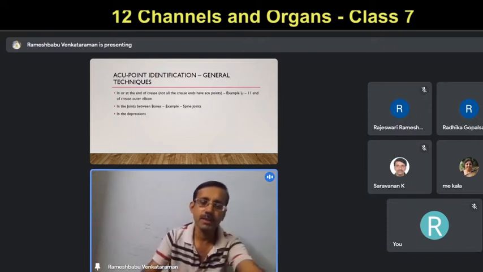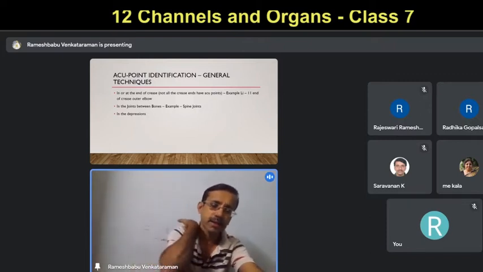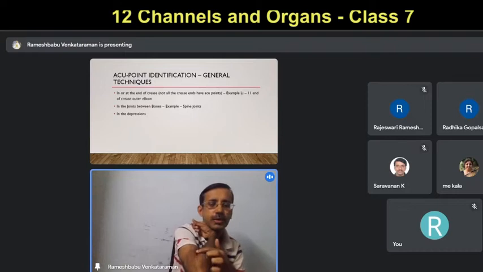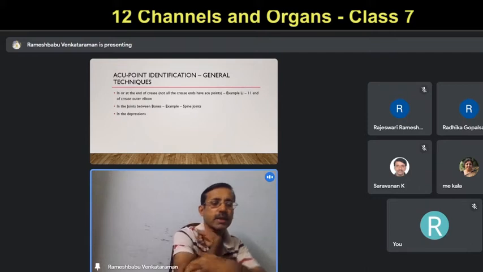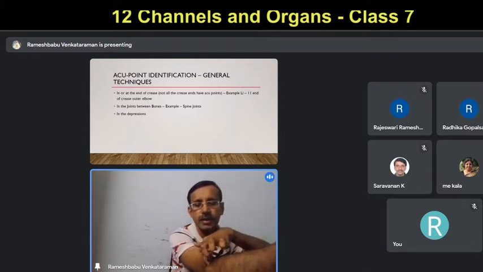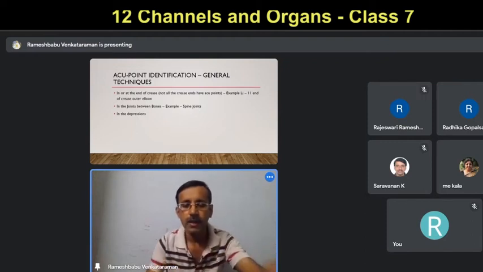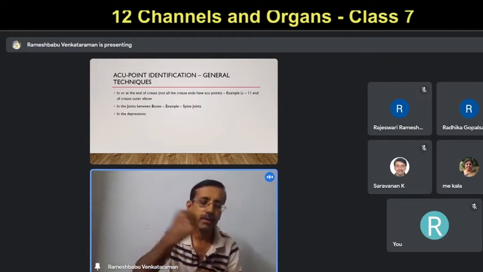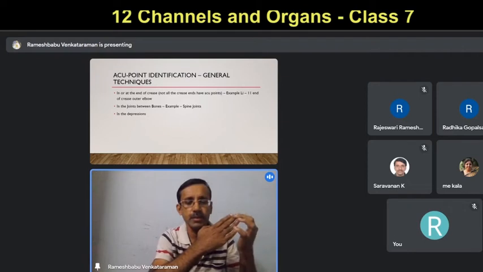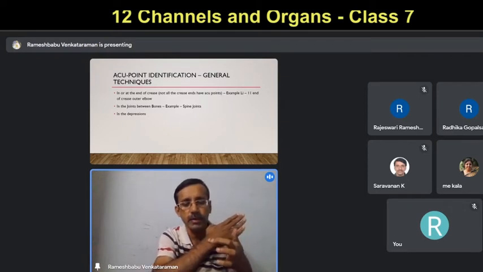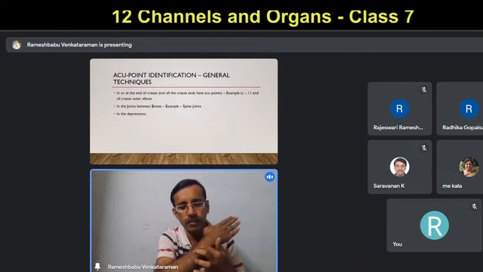The next point is LI11, large intestine 11. It is very simple. When I fold my arm, I see there is a crease, right? At the end of the crease, there is a point, and this is called LI11. Then TB5. Like I told you, move the finger like this, and when you cross the wrist, you can see the bone will end somewhere, and then there will be a depression. That is where TB5 is.